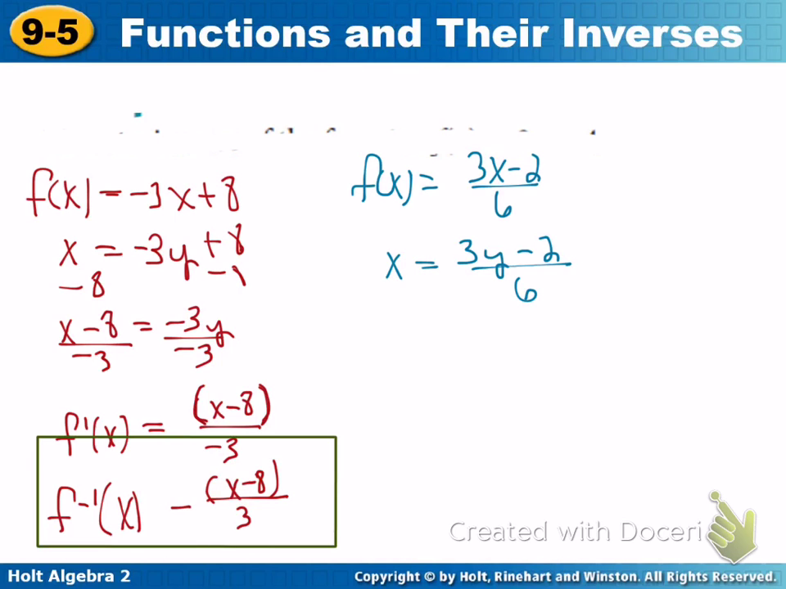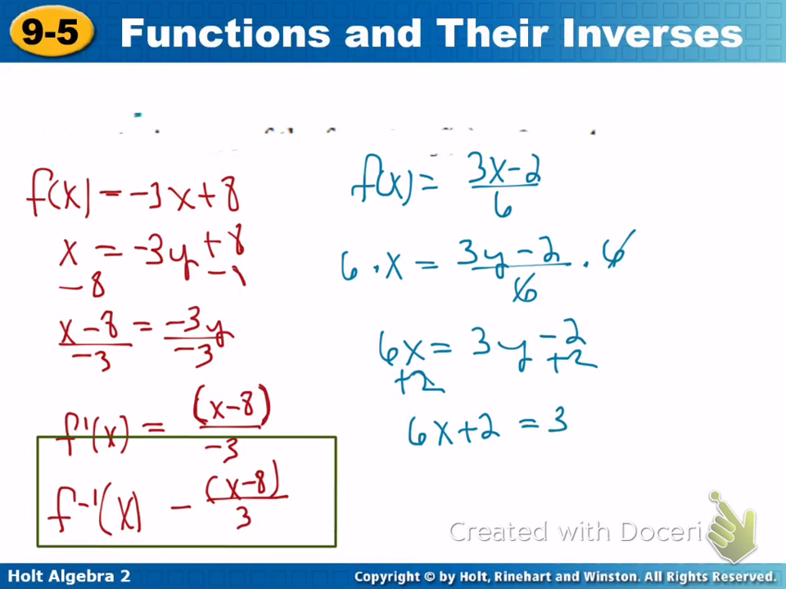So when we have equations that have denominators, what do we like to do first? Multiply by that denominator. We want to get rid of it, right? I don't necessarily want to work with the fractions, so if I can get rid of them, I'm going to. So those would cancel. So we would have 6x equal to the 3y minus 2. And now we're ready to just solve it. So we would add our 2. So 6x plus 2 equal to the 3y. And then we will do our division. So that would give us our inverse.